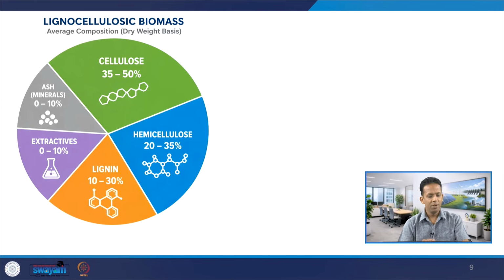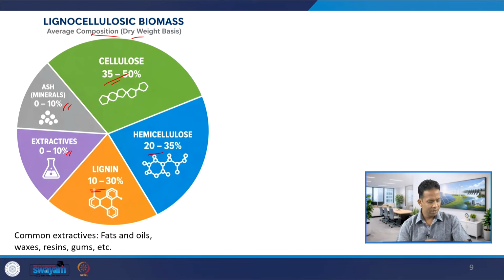So lignocellulosic, if you look at average composition on a dry basis, the typical range is 35 to 50% cellulose, 20 to 35% hemicellulose, and 10 to 30% lignin. These are the major organic components. Then we have some extractives and some ash. Ash is mainly inorganic components in the biomass existing as minerals. And extractives are mainly fats and oils or waxes, resins, gum-like material, which also happens to appear in some of the lignocellulosic biomass.